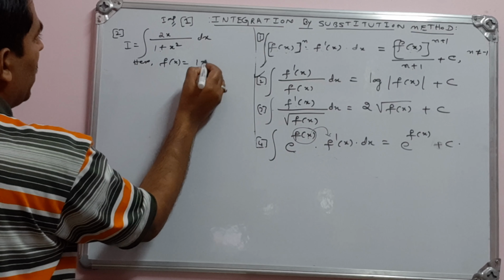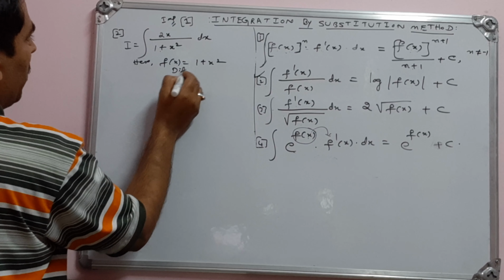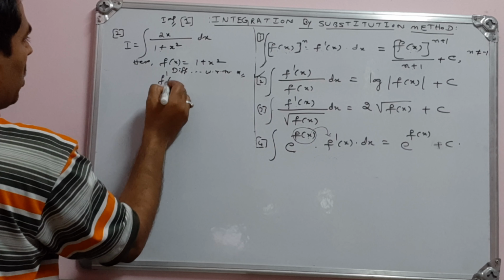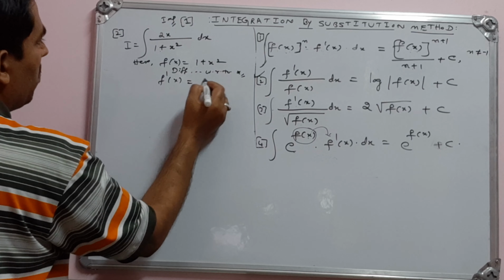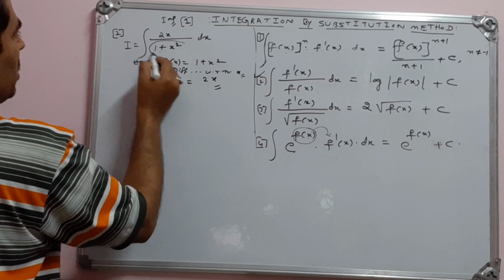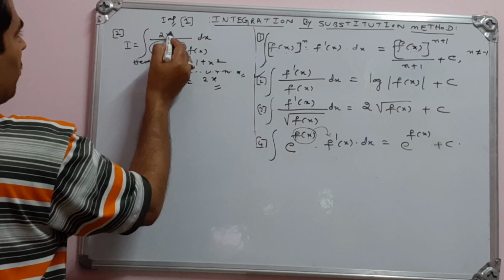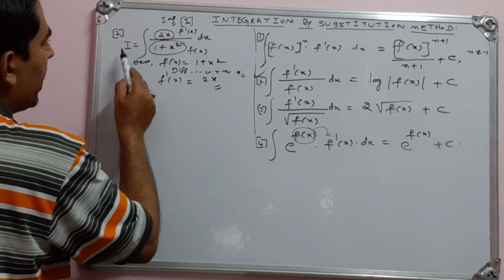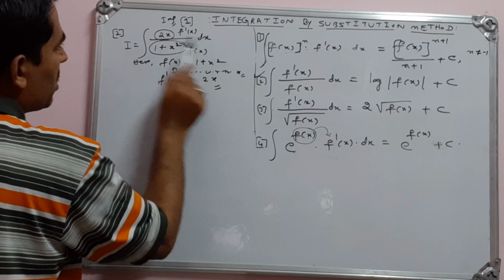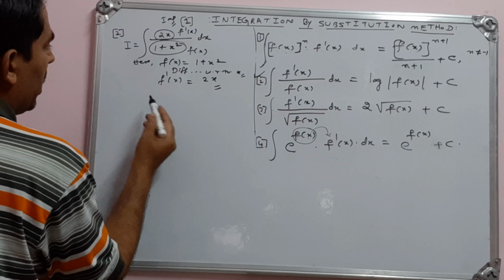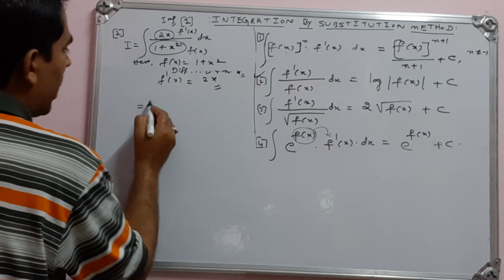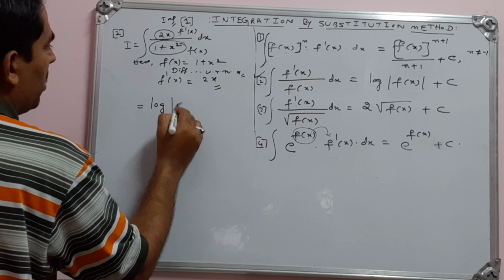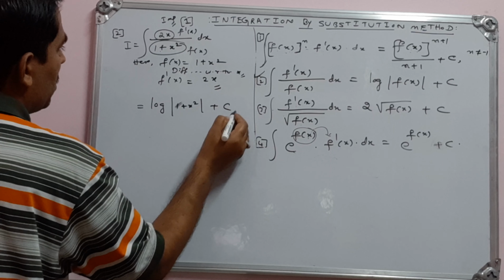Let us consider this function as 1 plus x square. Differentiating with respect to x, I get f dash x equal to the derivative of 1 plus x square, which is 2x. Observe this: the denominator I have taken as f of x, and the numerator is f dash x. It looks like the integration of f dash x divided by f of x. So I can write the answer directly as log of the denominator, that is, log of 1 plus x square plus c.